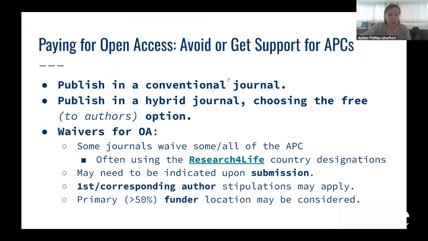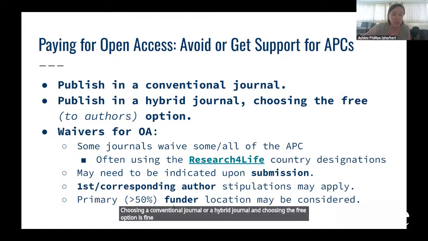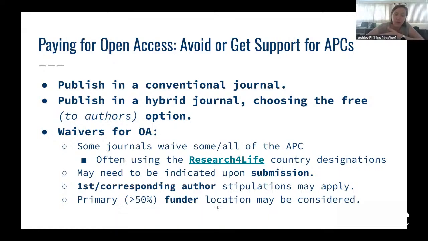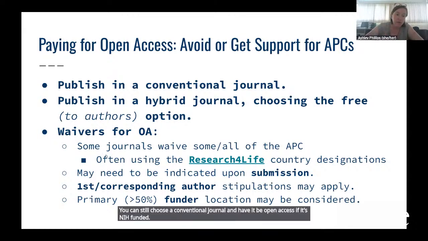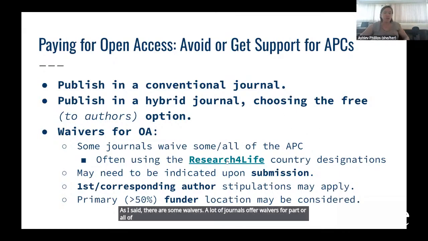If you want to avoid paying them or get support for APCs, of course, choosing a conventional journal or a hybrid journal and choosing the free option is fine. Again, if it's NIH sponsored work, you don't have to worry about the public having access to it, because after a potential embargo period, it will be indexed on PubMed Central because of its NIH funding. So you can still choose a conventional journal and have it be open access if it's NIH funded. As I said, there are some waivers. A lot of journals offer waivers for part or all of the article processing charge.